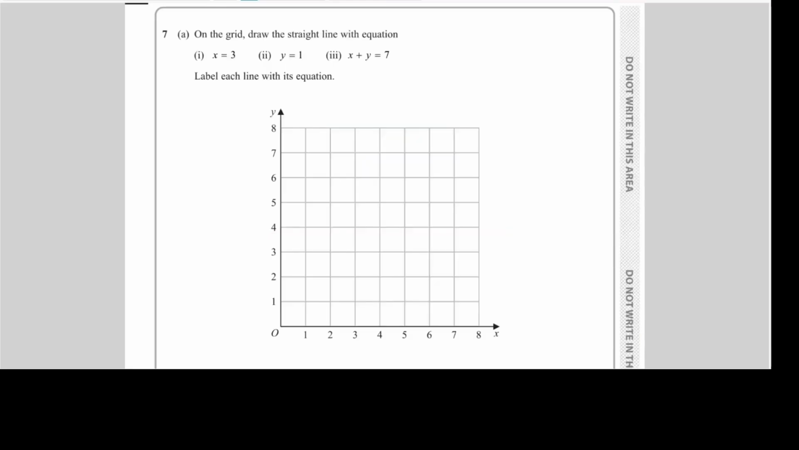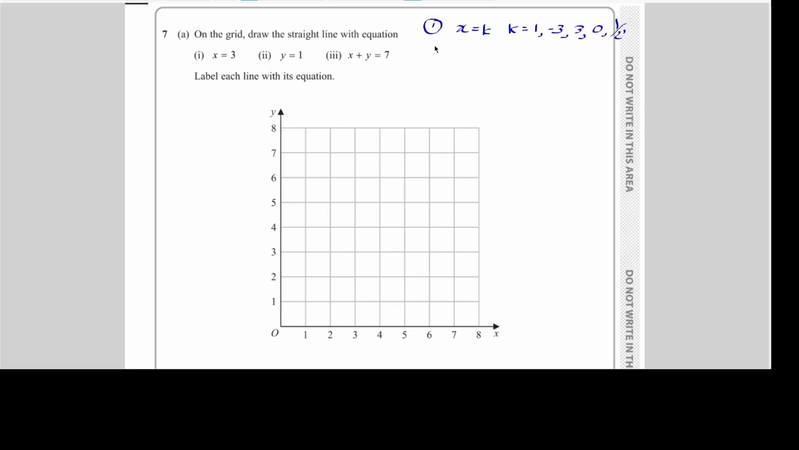Question 7. On the grid, draw the straight lines with the equations x equals 3, y equals 1, x plus y equals 7. Label each line with its equation. So when we are asked to draw straight lines, there are 3 types of straight lines you have to understand. What's the first type? The first type is x equals k. K can be any number. K can be 1, minus 3, 3, 0, half, 0.3, any number.